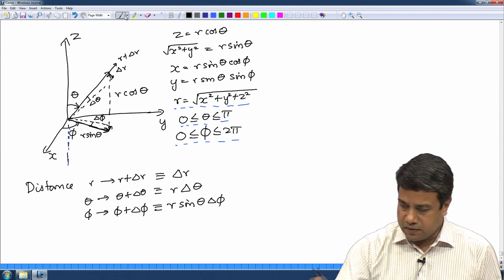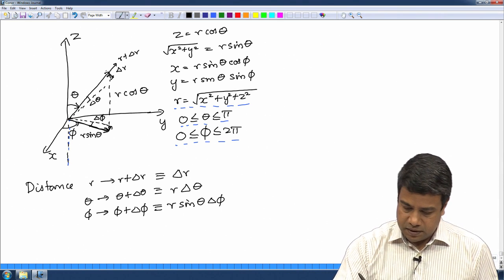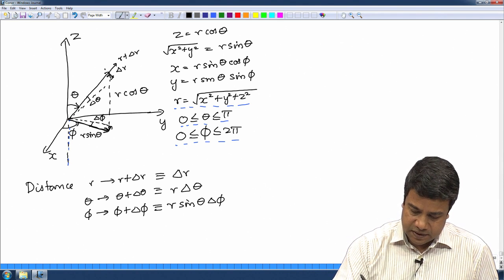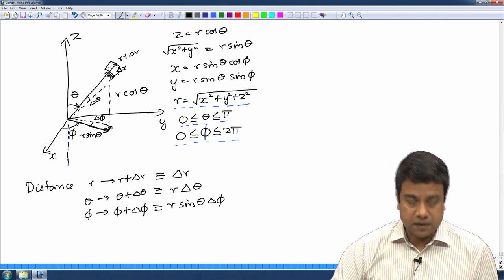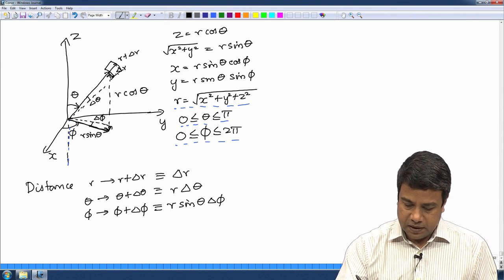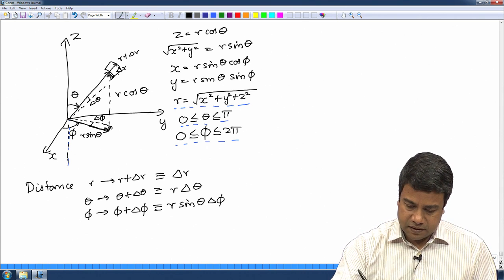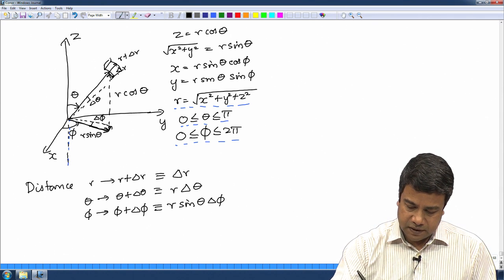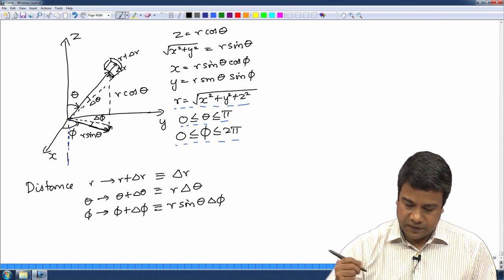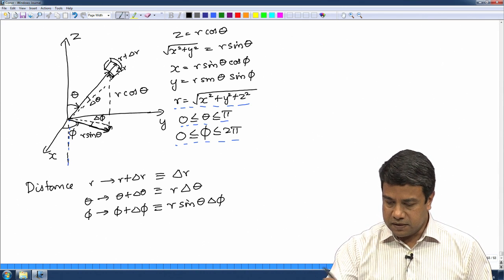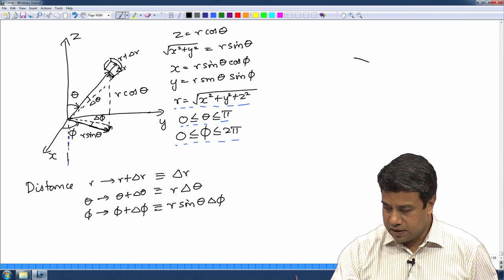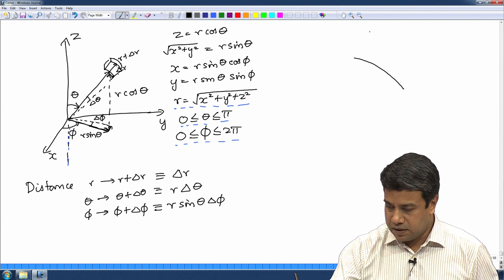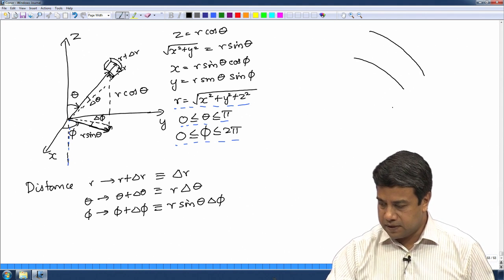So, let me expand that out for you. I take a surface at r and a surface at r plus delta r, at theta and theta plus delta theta. And then in the phi direction, that surface will go from phi to phi plus delta phi. So, let me construct that surface, let me enlarge that surface for you. I have a surface at r and a surface at r plus delta r.